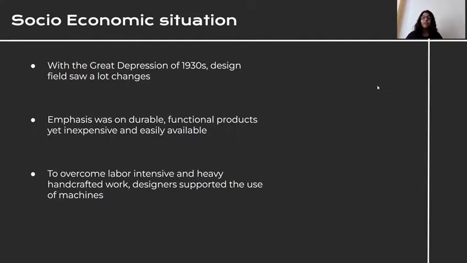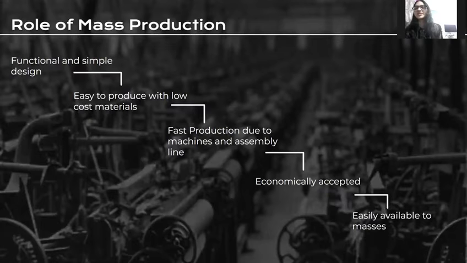Beginning with the socio-economic situation, due to the Great Depression of the 1930s, no arena was left untouched by its negative effects. The design field had to face economic constraints in production, which led to the importance of durable, functional, and inexpensive products. The designers wanted to overcome the labor-intensive and heavy handcrafted work, which made them rely on machines for manufacturing. As discussed earlier, mass production had a great impact on the designs of the 1930s.